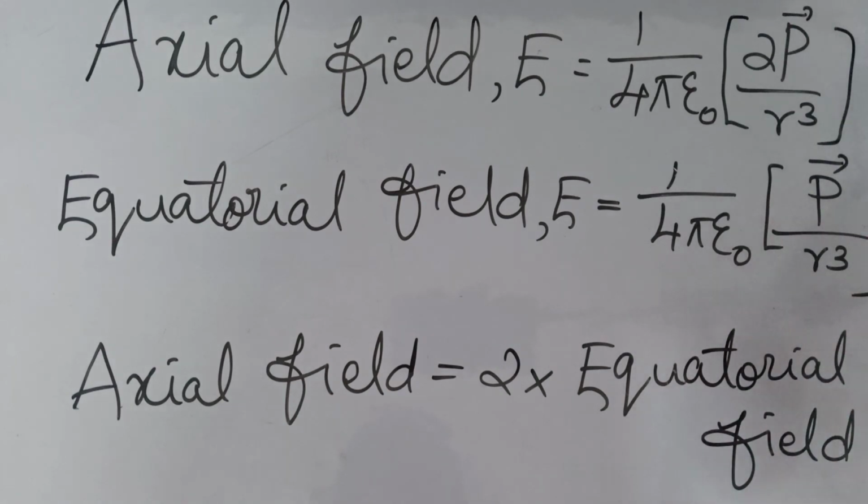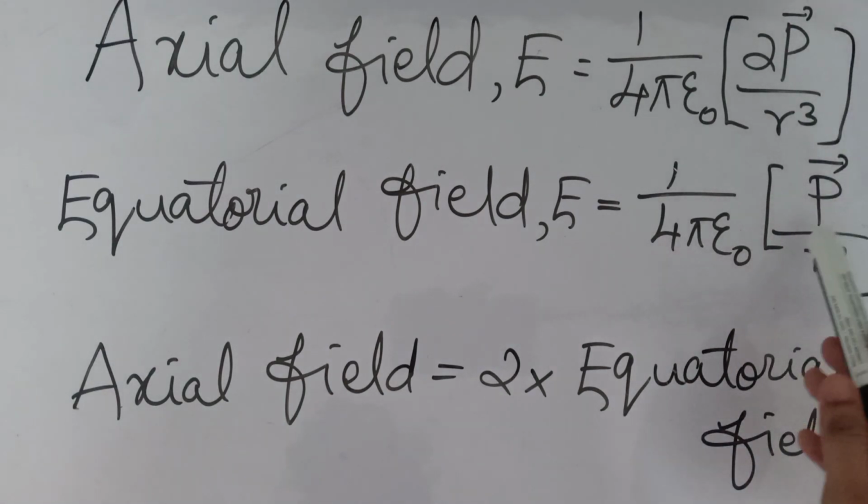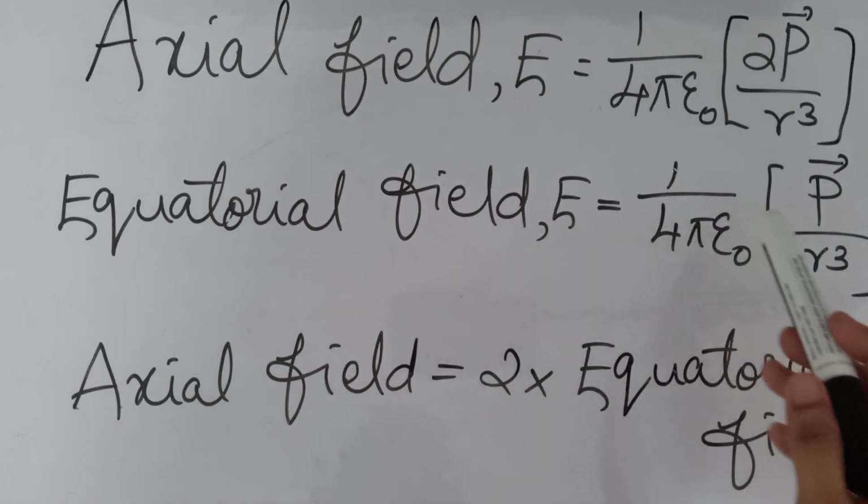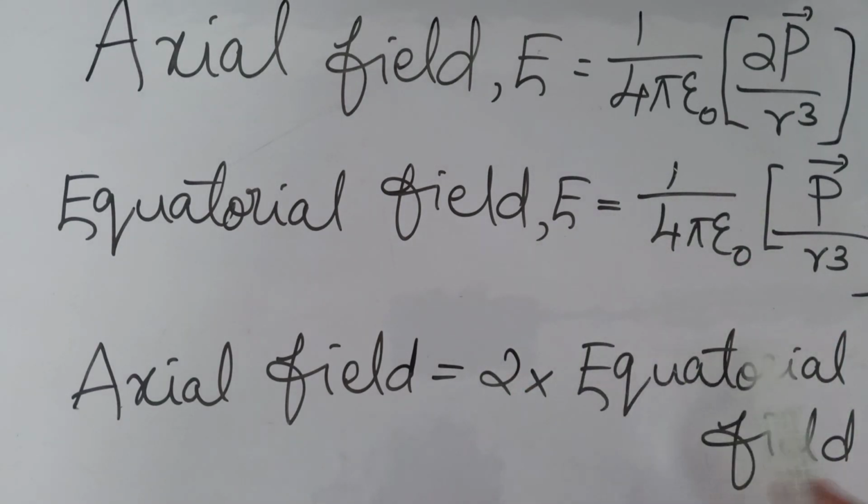Now we can connect these two, right? So what is the relation between axial field and equatorial field? That is, 2 into equatorial field will be equal to axial field. Now we can say that in the case of axial field, that will be equal to 2 into equatorial field.